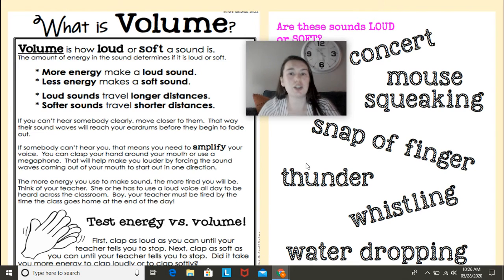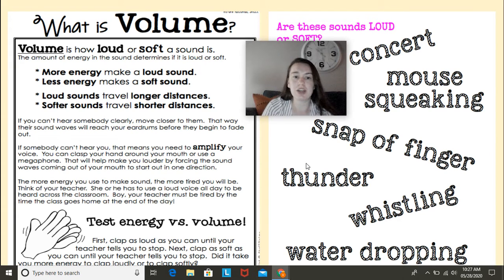Think about the energy that it takes you to scream at your friend across the playground. It takes a lot of energy. But then think about how much less energy it takes to whisper something to your friend in class. Okay, that's just an example. If you can't hear somebody clearly, move closer to them. That way, their sound waves will reach your eardrums before they begin to fade out.